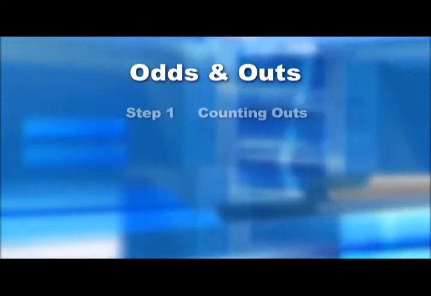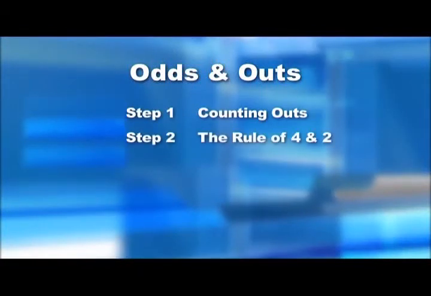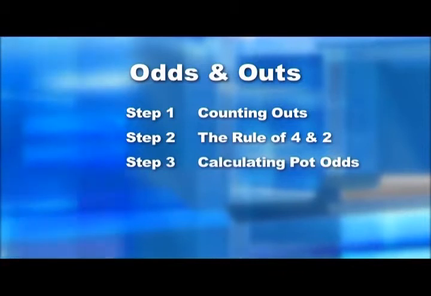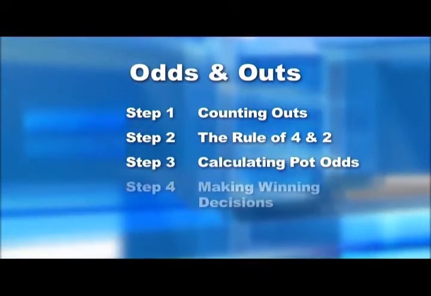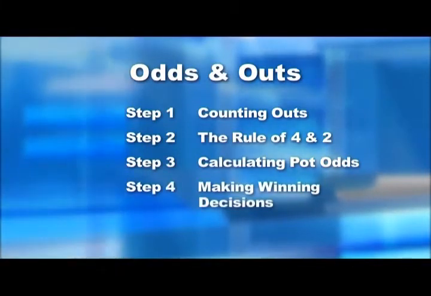The correct way of counting outs, using the rule of 4 and 2, and calculating pot odds so that you'll be able to make winning decisions at the table. Step 1. Counting outs.